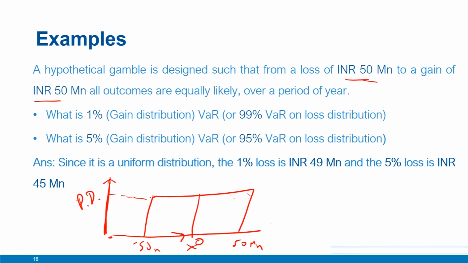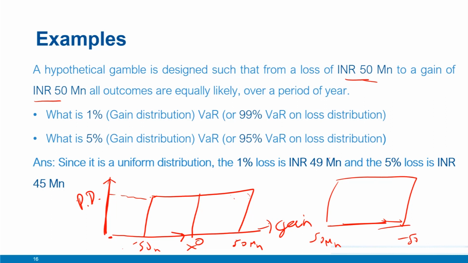Also, please recall that this is a version of the gain distribution, because here on the right side we have gains and on the left side we have losses. The other way around would have been starting from 50 million gains here and losses here, and then this would have been the loss distribution. So now if you are looking at either 1% on the gain distribution, which is on this side, a 1 percentile cutoff, or the 99 percentile here.